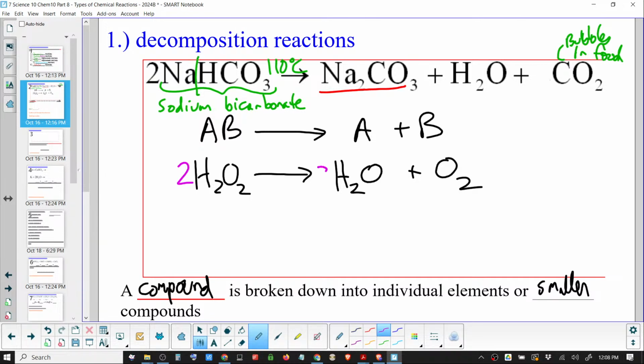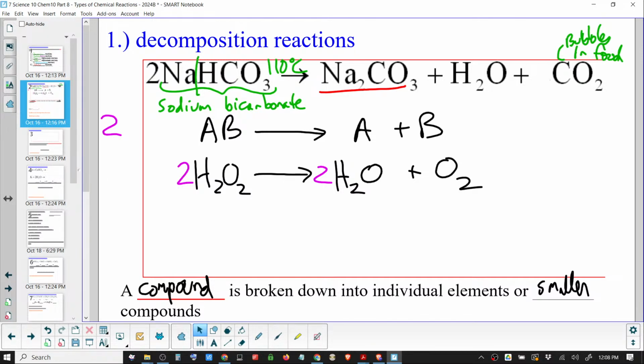Not the O2. Not the O2. Okay. Is that balanced out? Yes, that works. We got 4 oxygens, we got 4 hydrogens, okay.